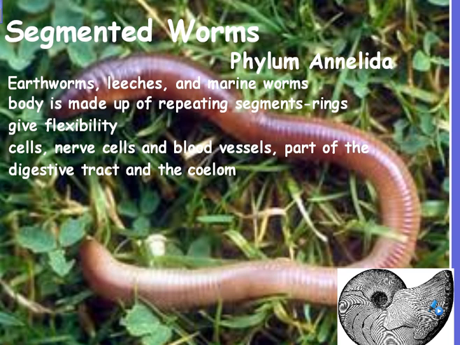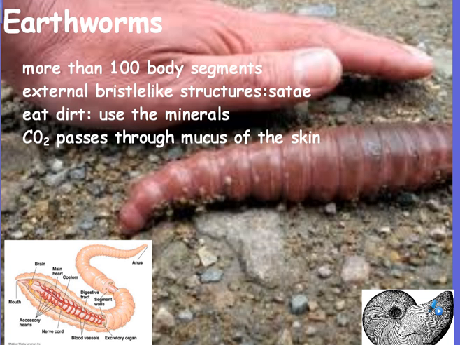Now, they have cells, nerve cells, and blood vessels. This is all part of the digestive tract and the colon. So, earthworms, there's more than 100 body segments at least. So if you see this, this is a giant earthworm right here. And they all have these external brush-like structures because of the setae.